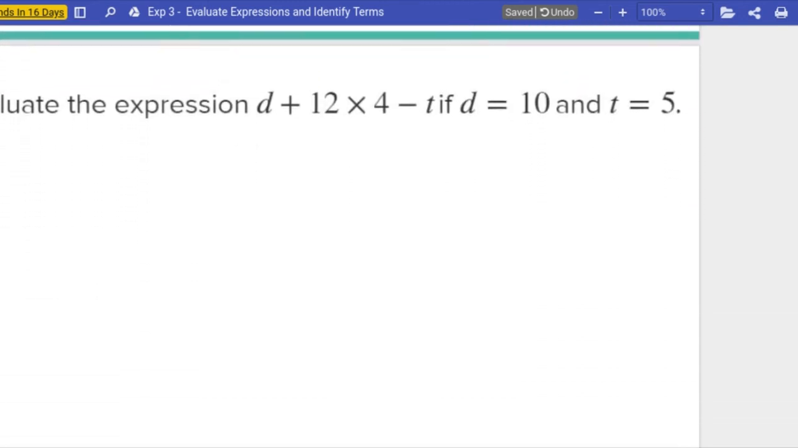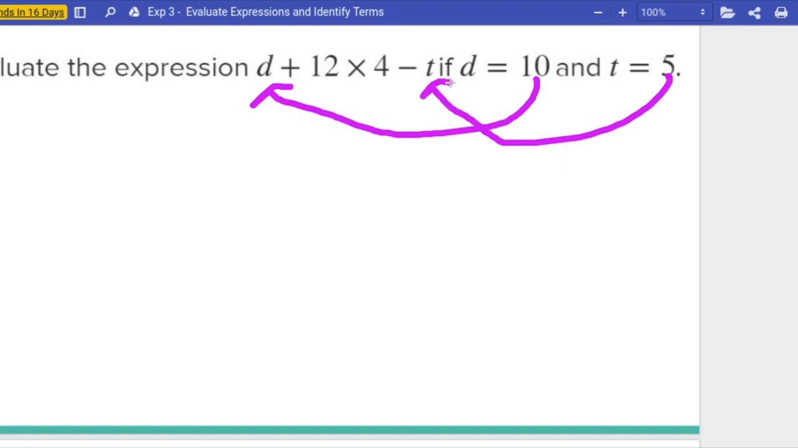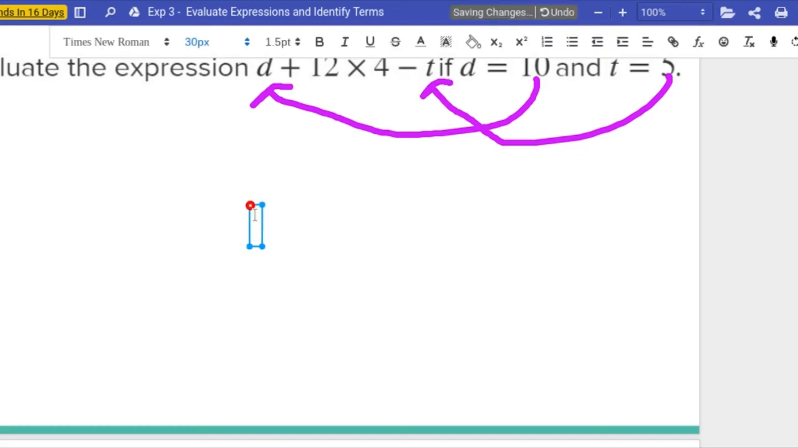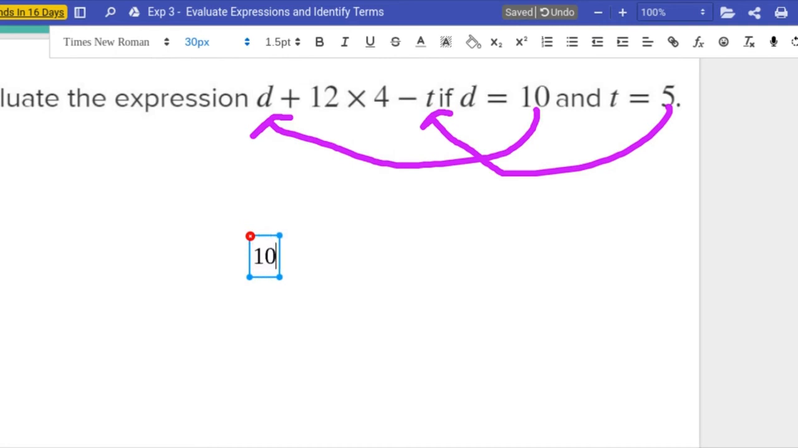All right, let's go ahead and try this one. It's only a little trickier because we have two different variables in our expression. We have a d and we have a t, but we're just going to go ahead and substitute 10 in for d, and I'm going to substitute 5 in for t. So if I do that and I rewrite my expression, I have 10 plus 12 times 4 minus 5.